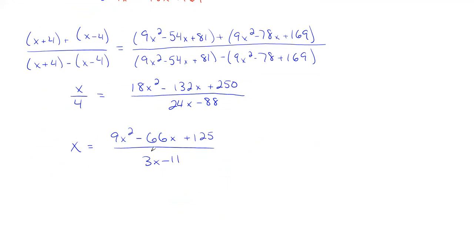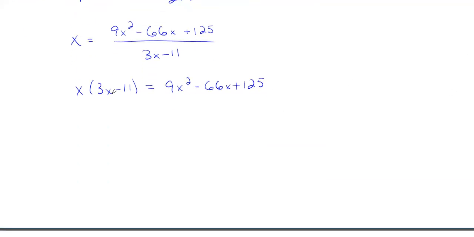All right, so then we'll take the 3x minus 11, move it to the left side. A lot of shifting going around here. So it'd be x times 3x minus 11, which is equal to the 9x squared minus 66x plus 125. All right, so now we almost have x the way we want it. We'll just have to do some rearranging here. So carry the x through. So we have 3x squared minus 11x is equal to, well, 9x squared minus 66x plus 125.